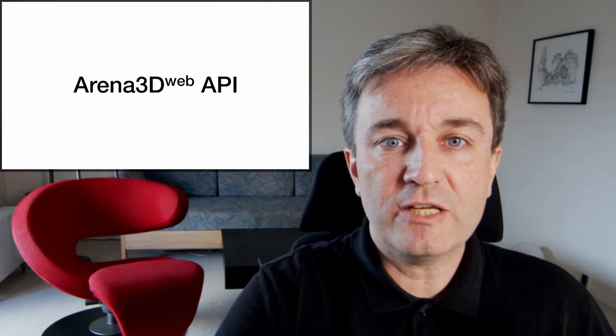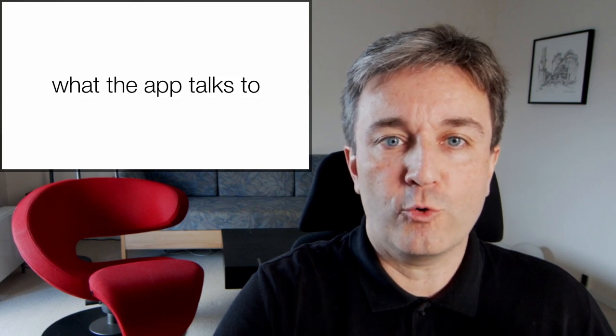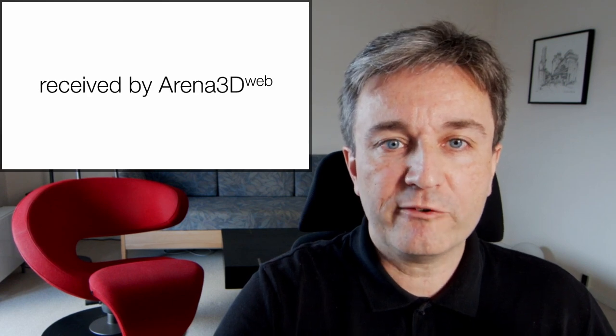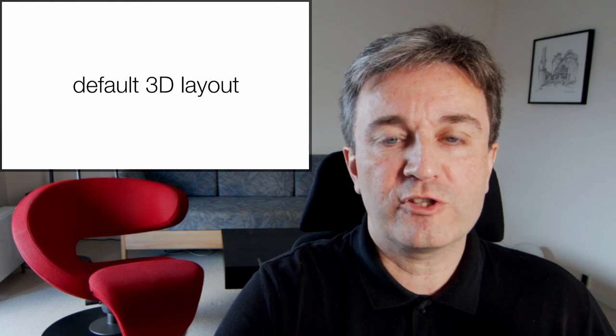The second half of the equation is the Arena3DwebApp API. This is what the app talks to. When you send a network from Cytoscape, it is received by Arena3DwebApp through its API. Afterwards, a default 3D layout is applied.